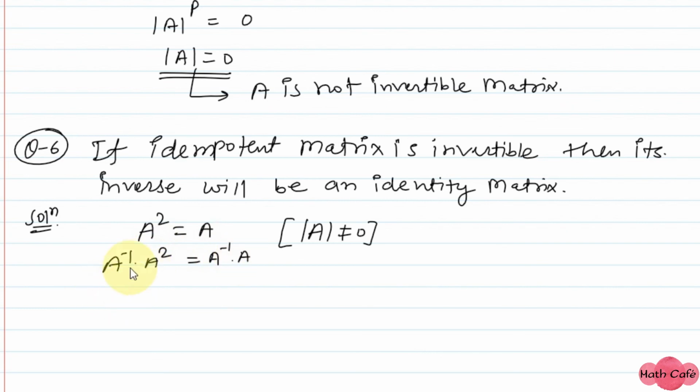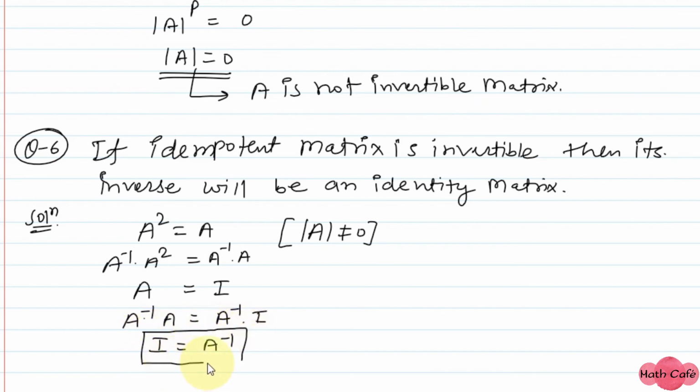So here that will become A is equal to A inverse multiplied by A, which will be I. Again I am going to pre-multiply A inverse on both sides. So finally A inverse multiplied by A will become A inverse multiplied by I. So this will become I, and the right hand side expression will become A inverse. So for any idempotent matrix, A inverse will be identity.